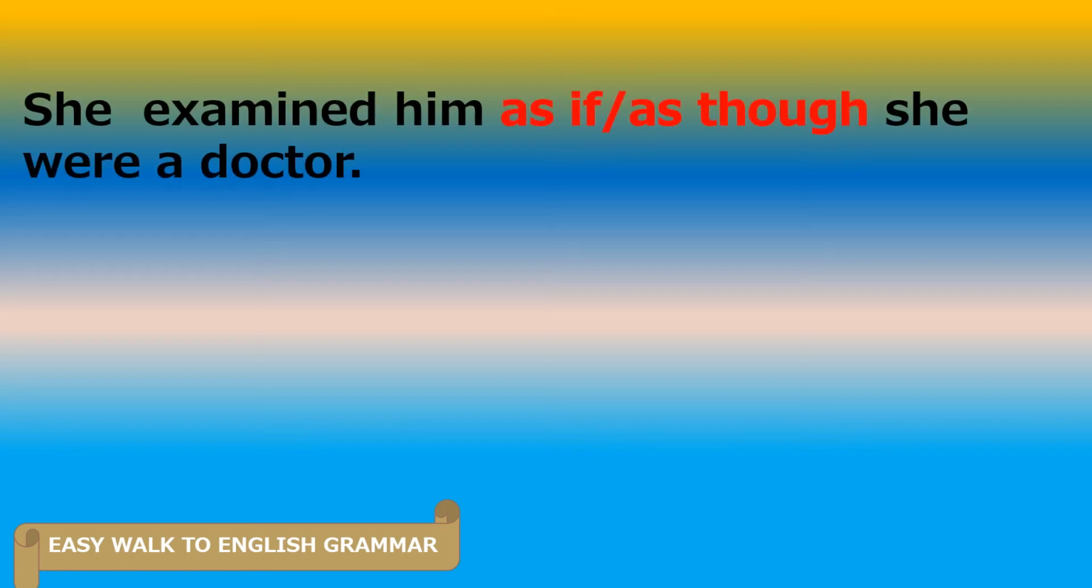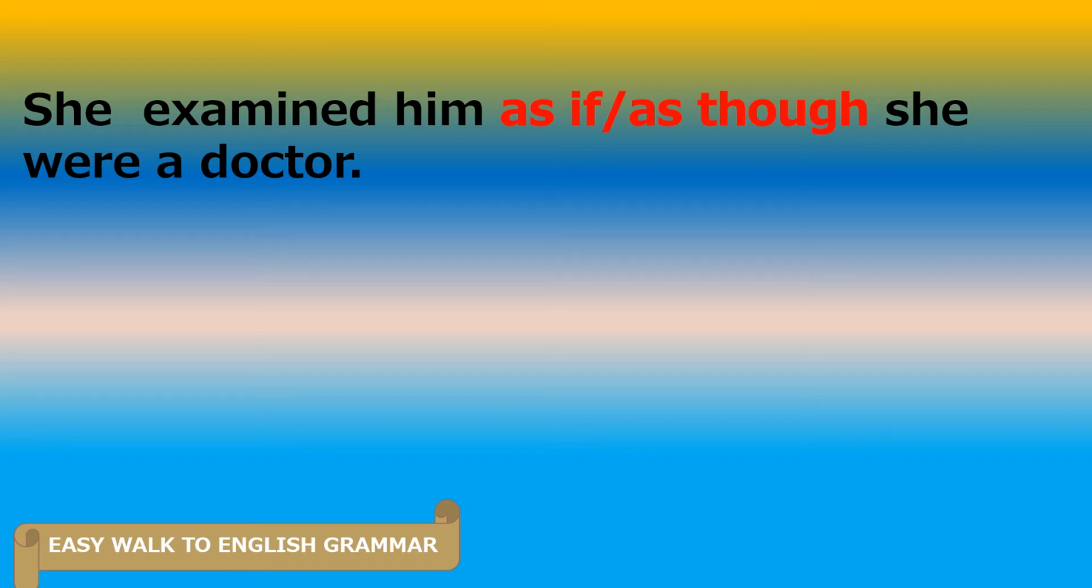We are trying to focus on the sentences which have past tense forms of verbs. For example, she examined him as if or as though she were a doctor. As if or as though, you can use any one of them. Both have the same sense. It's up to you whether to use as if or as though. Anyway, there is no change in the meaning.